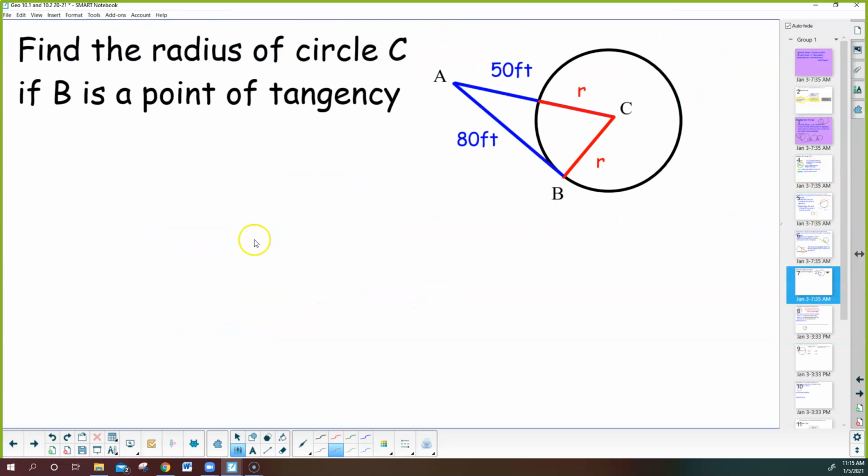All right, you definitely want to write this problem down and draw the picture as accurately as possible. It says find the radius of the circle C. So I have to find the length of R, the red R, if point B is a point of tangency to the circle. I'll give you a minute to write this down, and then we are going to solve it together.